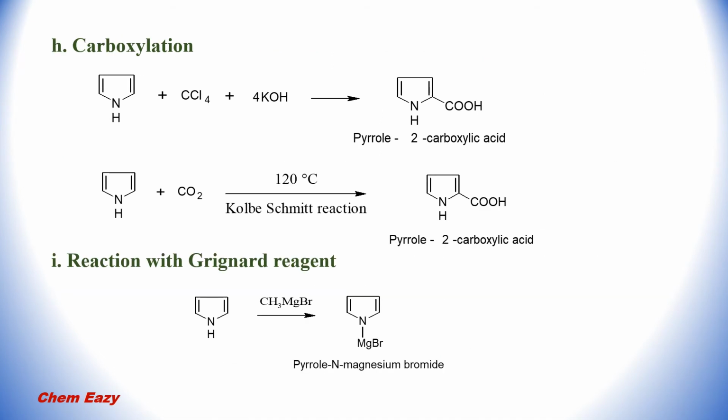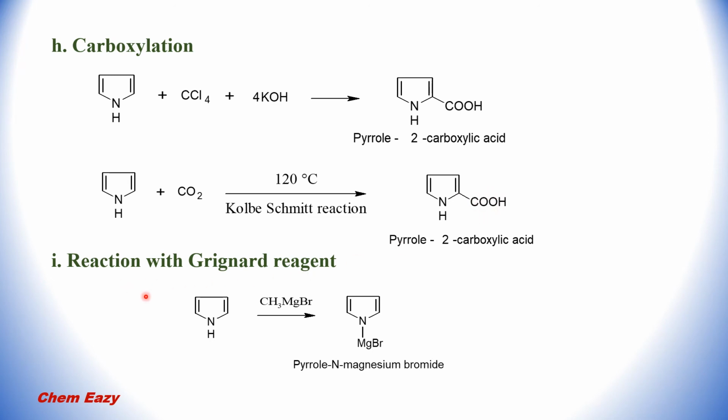Carboxylation of pyrrole can be done in two ways. In one way, pyrrole with carbon tetrachloride and potassium hydroxide can be carboxylated at position 2 and gives pyrrole 2-carboxylic acid. In another way, by means of the Kolbe-Schmitt reaction, it can be carboxylated. Here with carbon dioxide at 120 degrees Celsius, the second position of pyrrole is carboxylated.